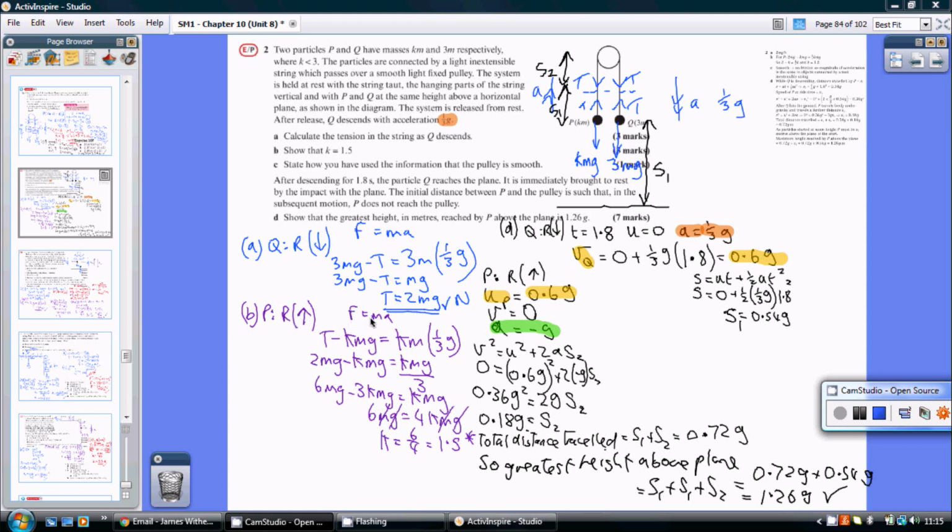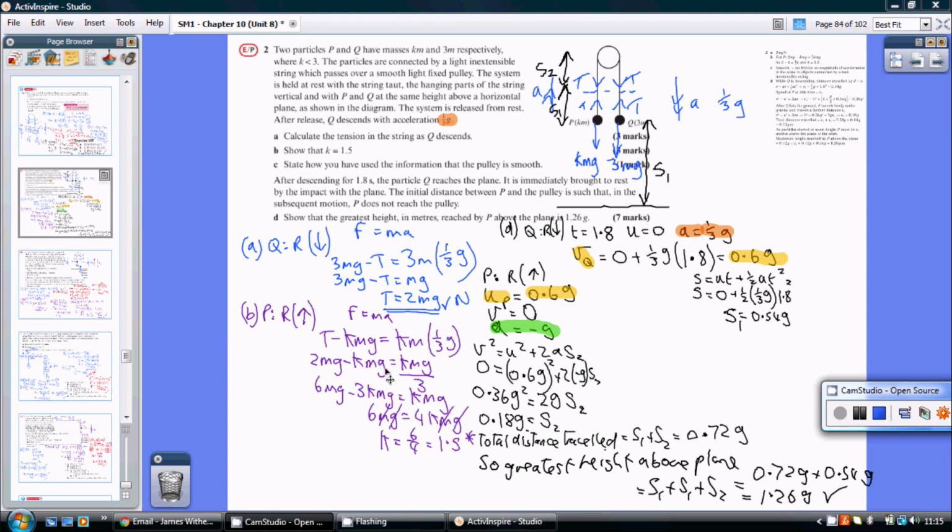Again, we're going to be using F equals MA, and again bearing in mind this dotted line here. Okay, when we're just looking at P in isolation, the forces involved are just T and KMG, and T wins because it's going upwards, so T must be bigger. So our net force on the left hand side is T minus KMG. So that's our net force. The mass of P is Km, and the acceleration of course is the same as what Q is accelerating downwards. P is also accelerating upwards at the same acceleration. So that's a third G.